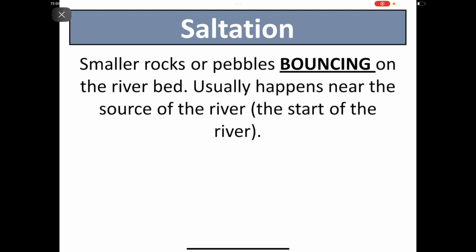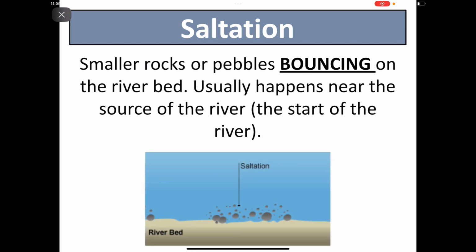Saltation, now again, saltation is when the pebbles or rocks, smaller rocks, are bouncing on the riverbed. And this usually happens near the source of the river, which is the start of the river. But the way my friend told me to remember this is think of somersaults. When you do somersaults, you're bouncing around and flipping and turning. So there's one way of remembering it. Again, the rocks are going to be smaller than the ones that you see in the traction.